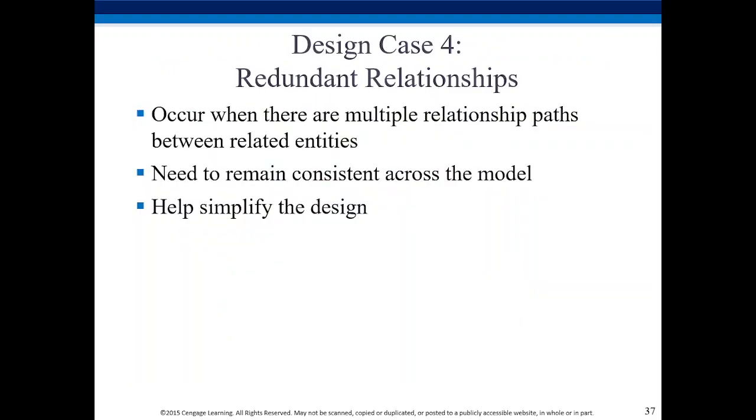And then next we have another design case, which is the redundant relationships. Redundant relationships occur when there are multiple relationship paths between related entities. With redundant relationships, they need to remain consistent across the model. And also with redundant relationships, they can simplify the design, reducing the number of entities that exist.